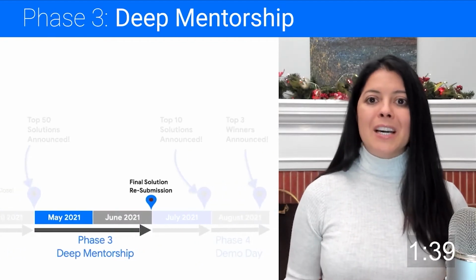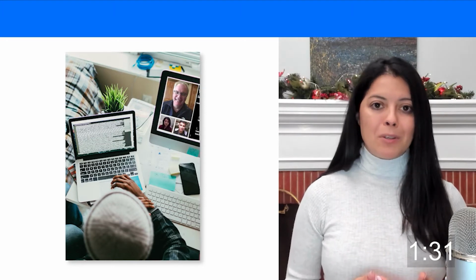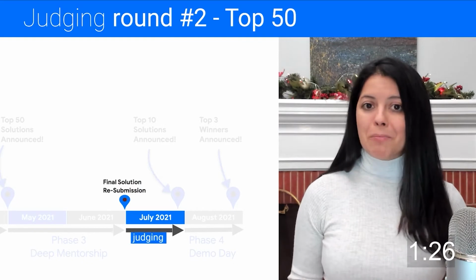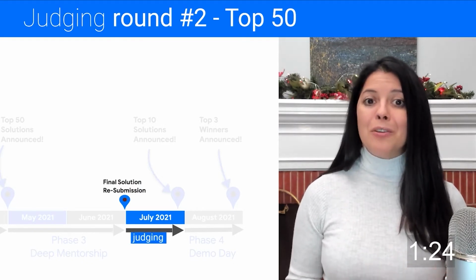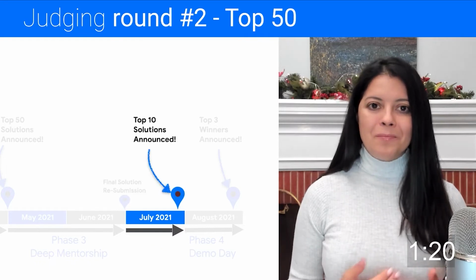This phase is designed to fine-tune and improve the top 50 solutions. These top teams will receive mentoring from Google and Google developer experts. Once completed, these top 50 teams will resubmit their improved solutions and their improved demos to compete for a spot as one of the 10 finalists.